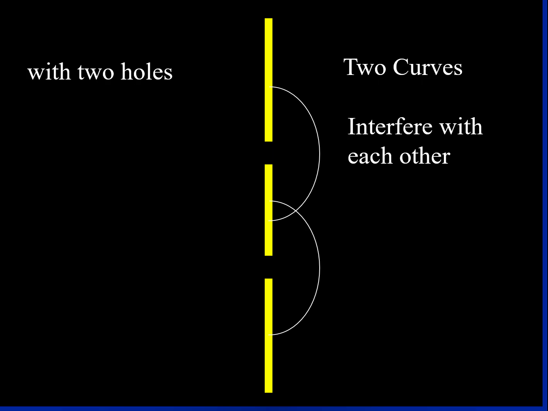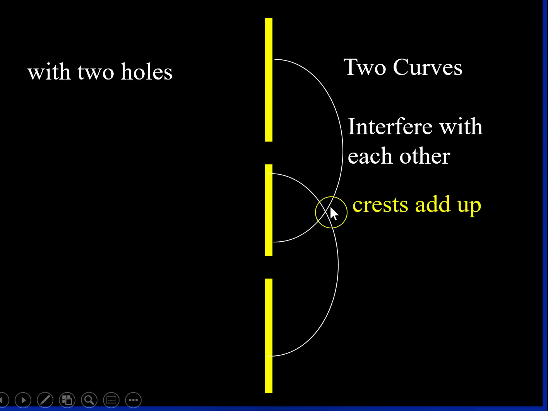And right there, that's a crest on top of a crest. So right at that spot, it would be twice as tall. And right here, just in front of that, there'd be a trough on the other wave. So the trough would hit that crest and cancel it out. Make sense? So they're going to add up here twice as high, and right behind it, they'll cancel each other out. So the crests add up. The lines interfere with each other.